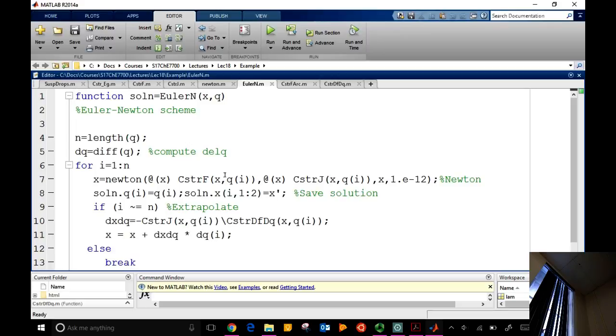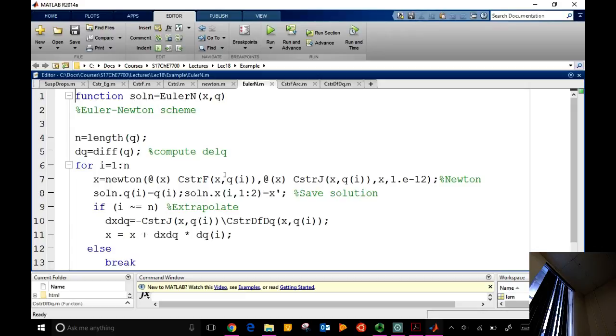So this is where I transfer the call to the Euler-Newton derivative, df/dq. And this is the Jacobian, right? So this is dx/dq, and this is the next best guess, which is the previous guess plus the tangent vector multiplied by delta q.